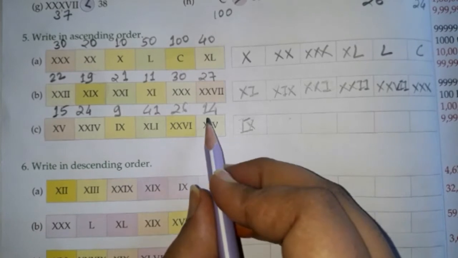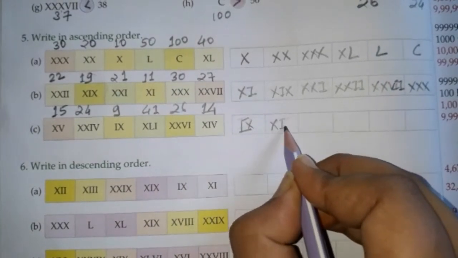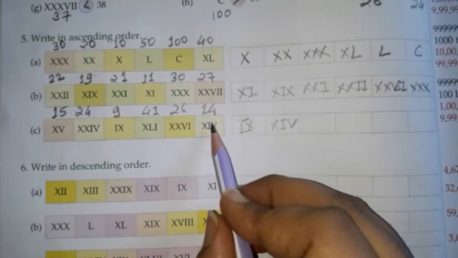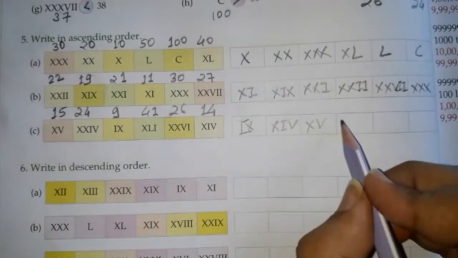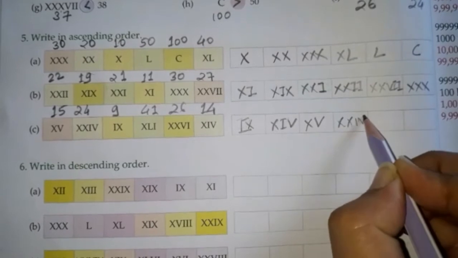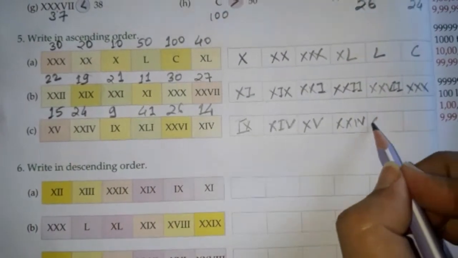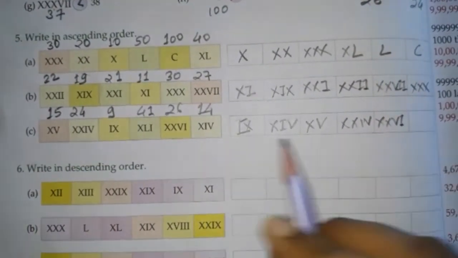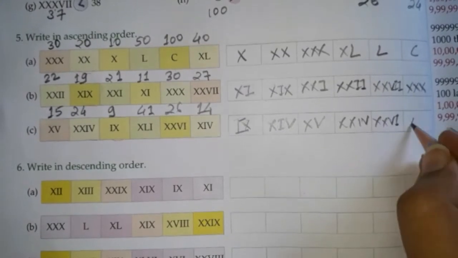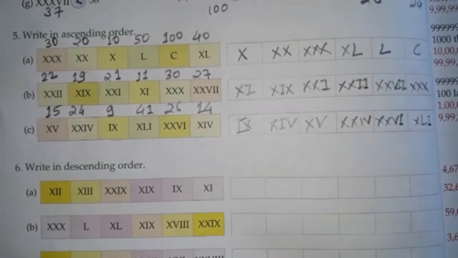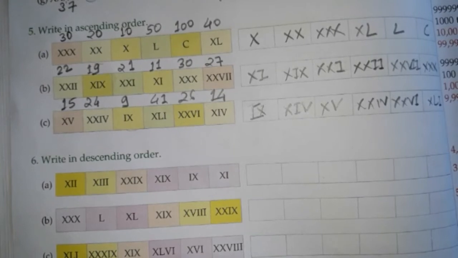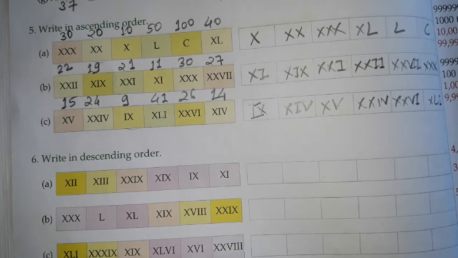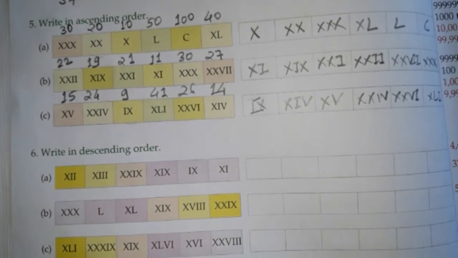Greater than 9 is 14. Greater than 14 is 15. Greater than 15 is 24. Greater than 24 is 26. And greater than 26 is 41. Okay. So the next question will be solved accordingly. It is as same as question number 5. I think you can do it easily.